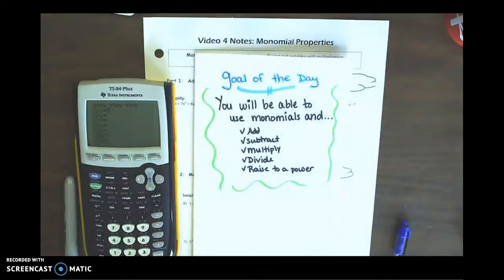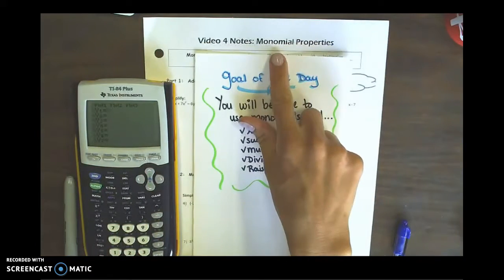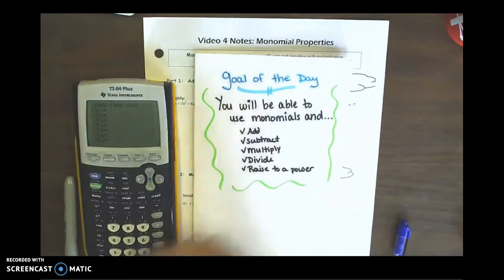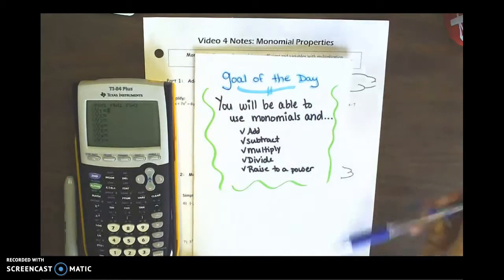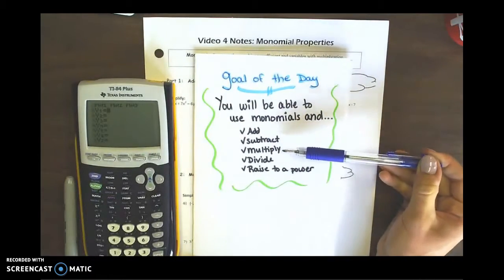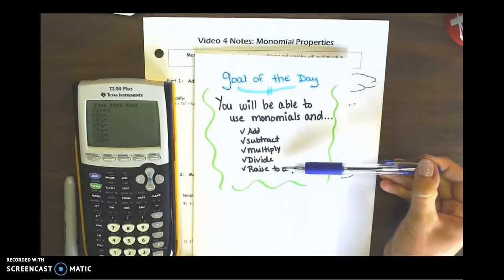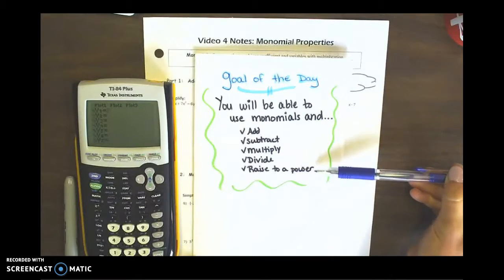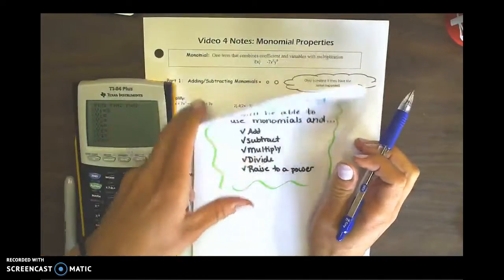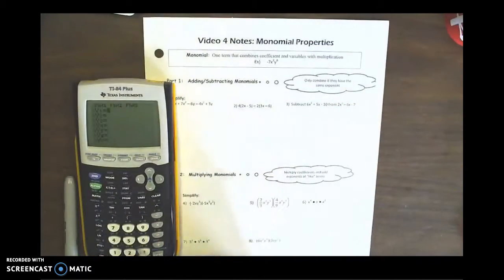Welcome back to our day four, all about monomial properties. So our goal for today, you will be able to use monomials to add, subtract, multiply, divide, and raise to a power. All right, so let's take a look. First things first, let's review what is a monomial.